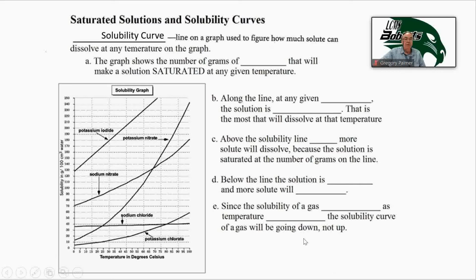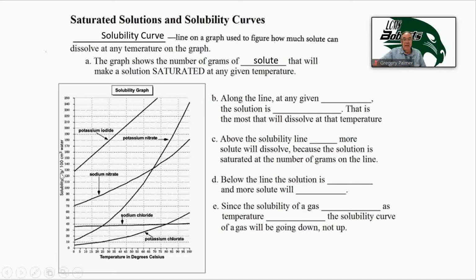It's a line graph used to figure out how much solute can dissolve at any temperature. The graph shows the number of grams of solute that will dissolve to make a solution saturated at any given temperature. Over here on the y-axis, it says solubility in grams per 100 cubic centimeters of water. So it's saying how many grams will dissolve, and then it tells us the amount of water they're using. That's important because the more water you had, the more would dissolve in it.